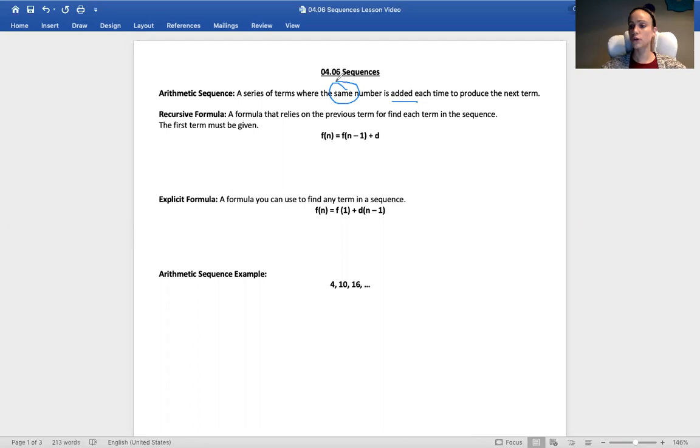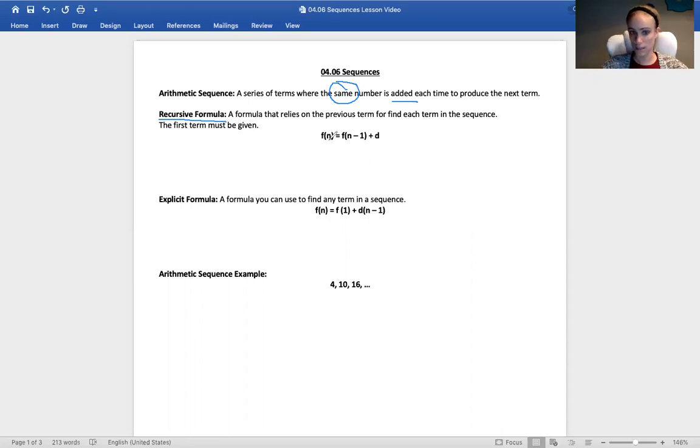There are 2 different formulas that we can write for arithmetic sequences. The first is recursive. So the recursive formula relies on the previous term for each sequence, and also the first term must be given. Now, right here we have our recursive formula. Let's take some notes and refresh our memories on what each part means.